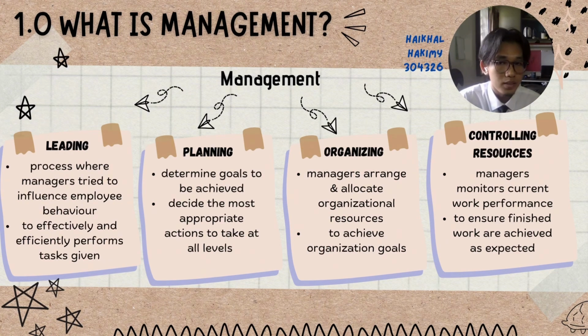Organizing involves the managers in arranging and allocating organizational resources to carry out the assigned tasks so that the organization's objectives can be met. Next one is the leading process. Leading is where the managers will try to influence employees' behavior so that they can perform the assigned tasks efficiently and effectively to achieve the organizational goals.